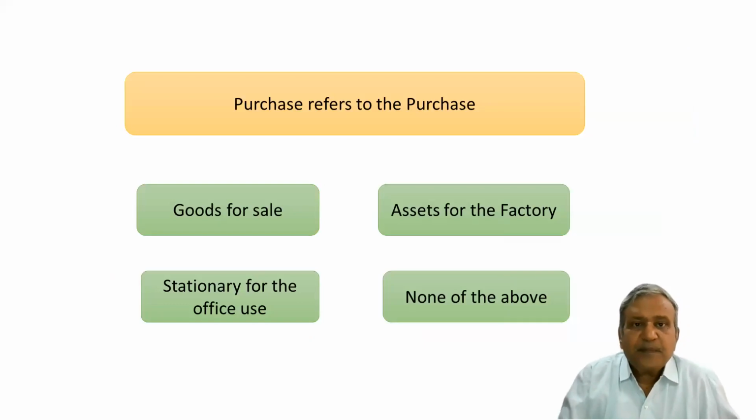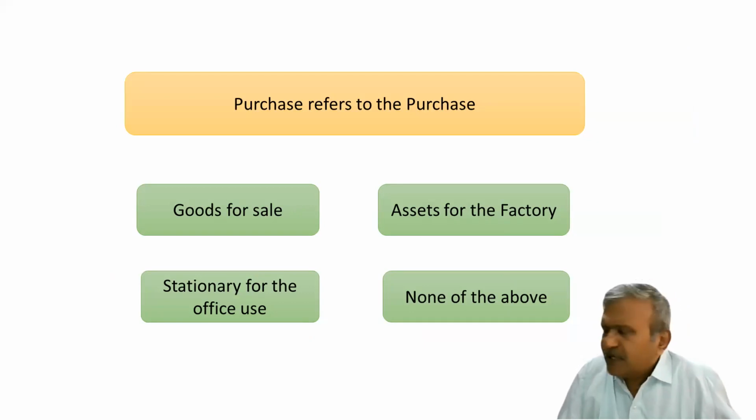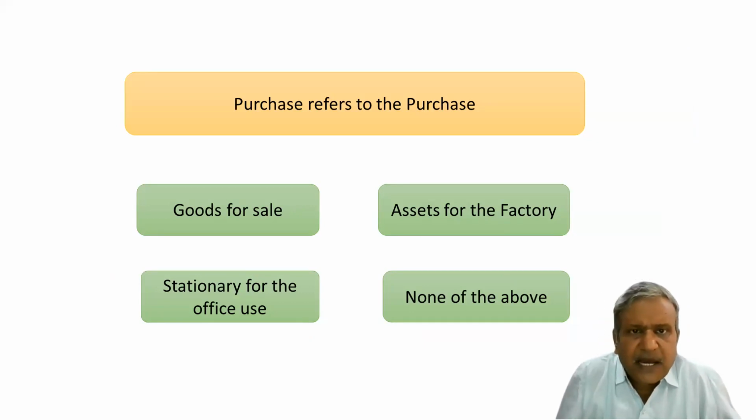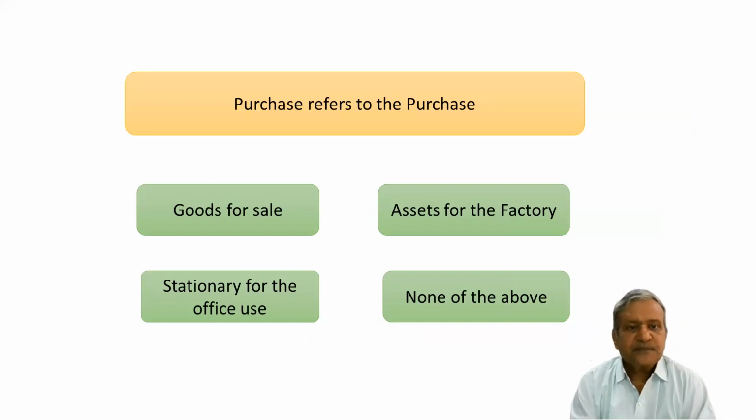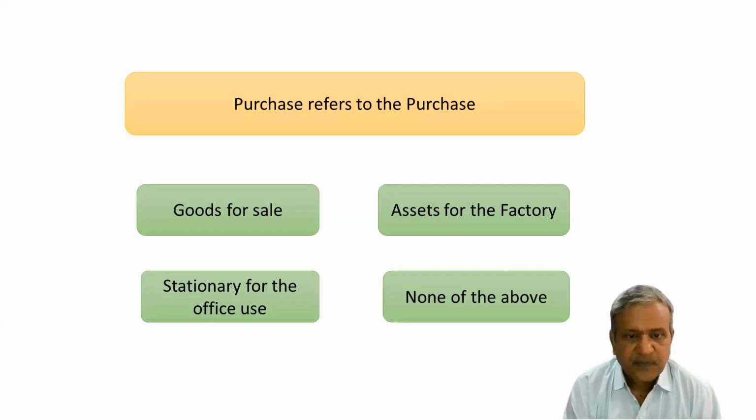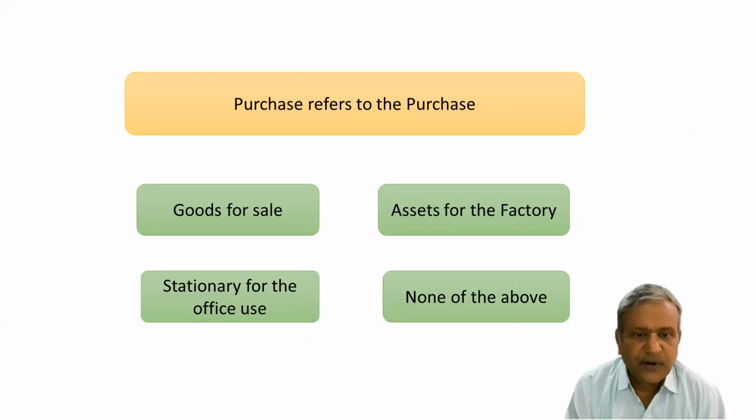Purchase refers to the purchase of: goods for sale, assets for the factory, stationery for the office use, none of the above. Normally in a company, what do we say that purchases mean? Yes. 1, 2, 3, 4. Which one?